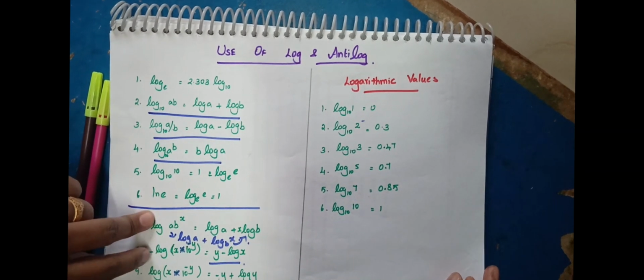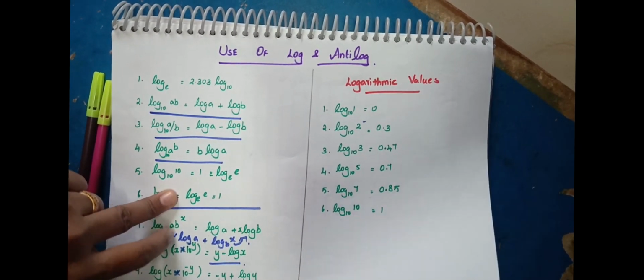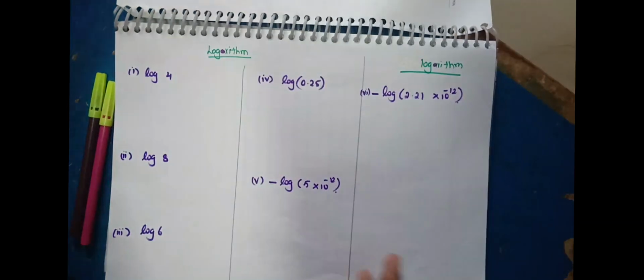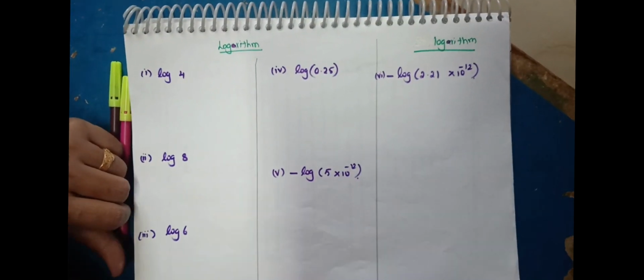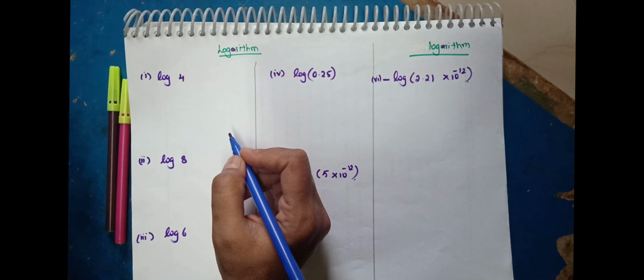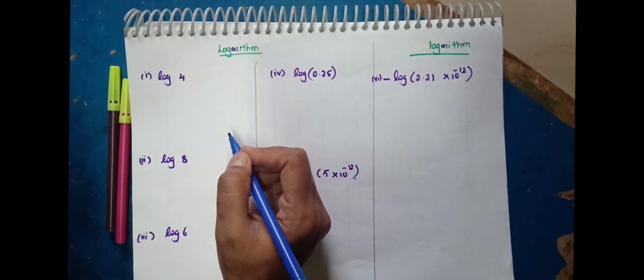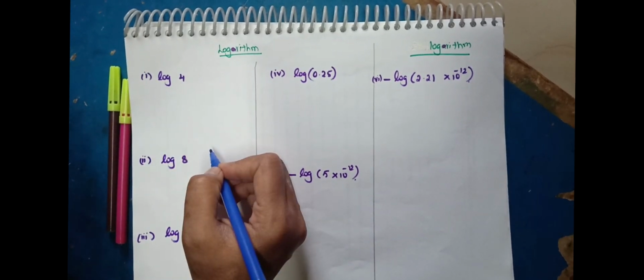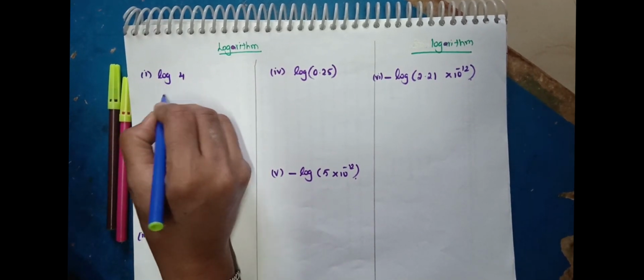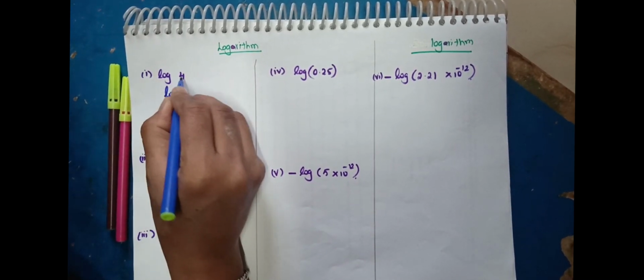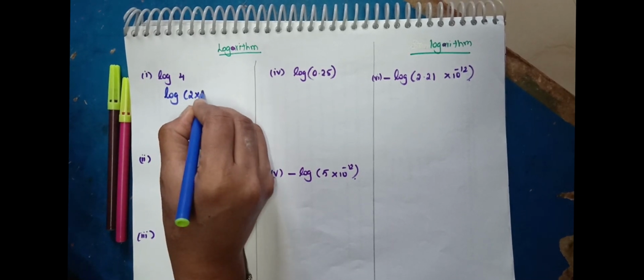Let us do some problems, so you will come to know how to use logarithms. First I will give you a simple example, and then we will go for the complicated one. We have seen some values, right? In between, some values are missed: log 4 is missed. So how to find log 4? I can make 4 as 2 into 2.